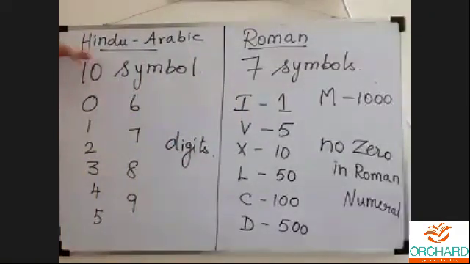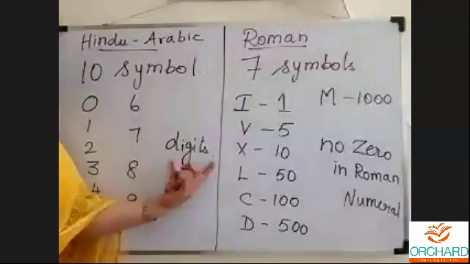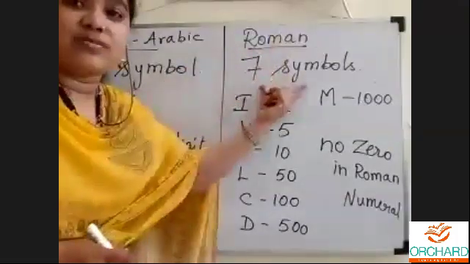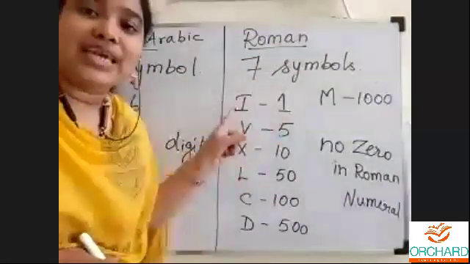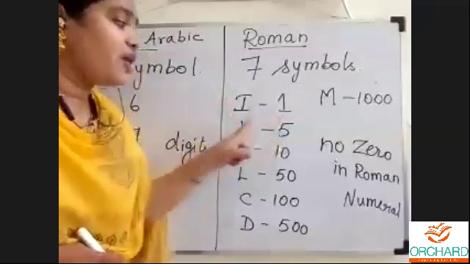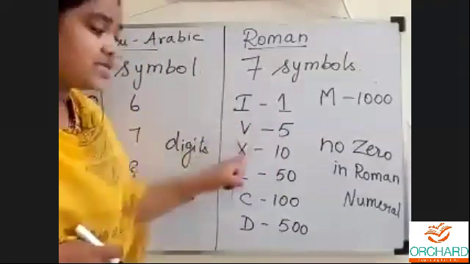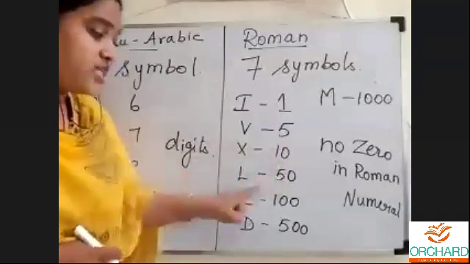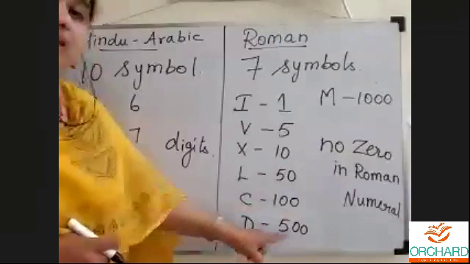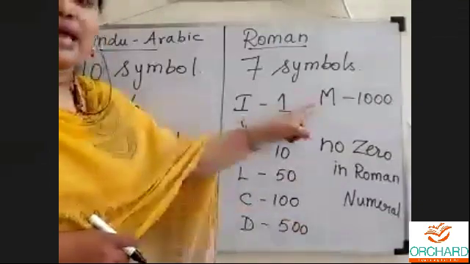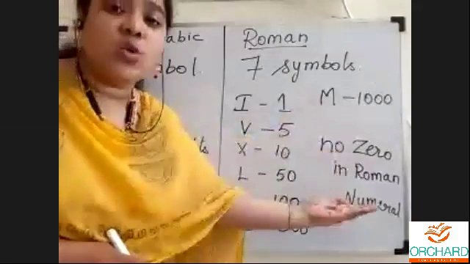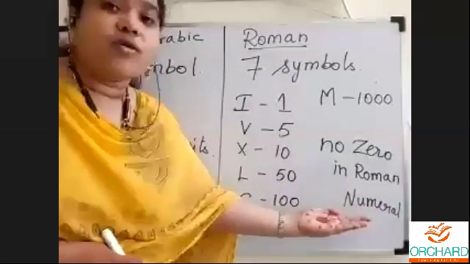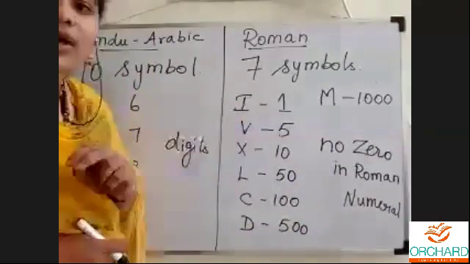So Hindu-Arabic numeral has 10 symbols, starting from 0, 1, 2, 3, 4, 5, 6, 7, 8 and 9. Each symbol is represented as a digit. Roman numeral has 7 symbols, each represented in capital letters. That is, I stands for 1, V stands for 5, X stands for 10, L stands for 50, C stands for 100, D stands for 500 and M stands for 1000. There is no 0 in Roman numeral. Always the Roman numeral starts from 1 alone. Is it clear, children?